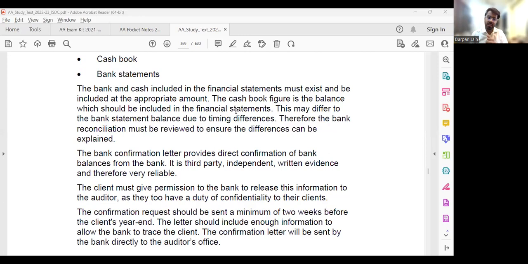You can leave the last paragraph, read the first three. Read the first three paragraphs. Last paragraph, it's okay. You can leave that. That's not very important.